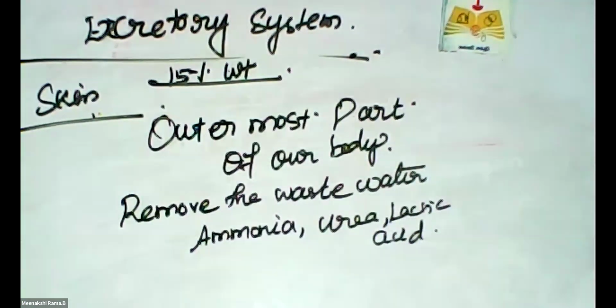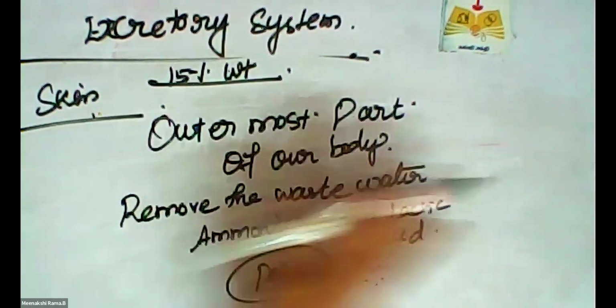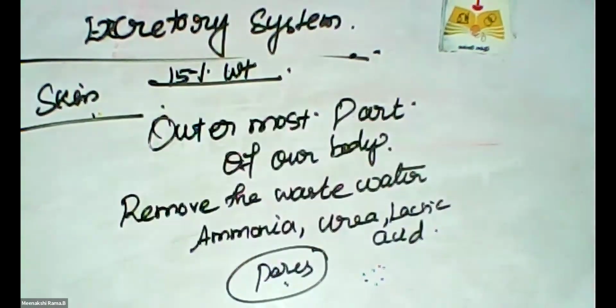So the sweat passes through the pores in the skin. Our skin contains small holes, and those holes are known as pores, P-O-R-E-S. With the help of the pores, the sweat passes out from our body. So this is the function of our skin. Yes, the skin is also one of the excretory organs in our body.